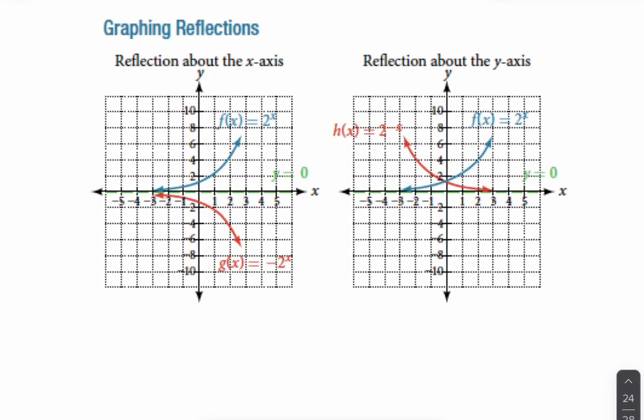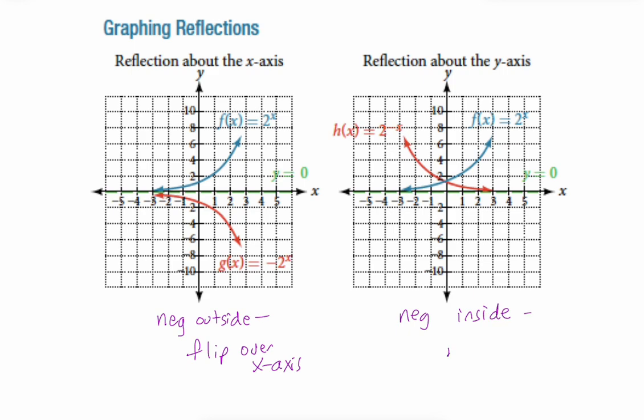If you put a negative on the outside, what happens? It's going to flip it over the x-axis. If you put a negative on the inside, it flips it over the y-axis. So negative on the outside flips it over the x-axis. Negative on the inside by the x, that's what I mean by the inside, we're going to flip it over the y-axis. So that's very, very important that we know that.